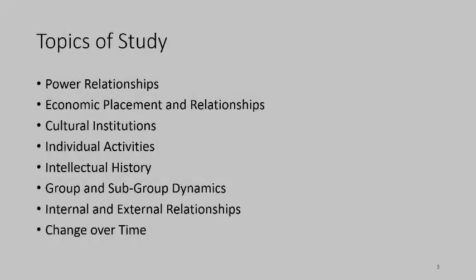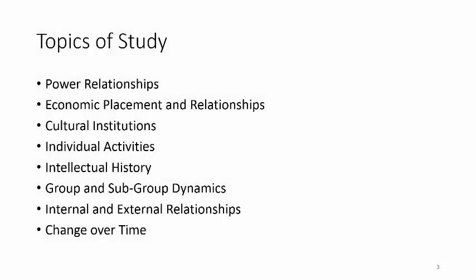What are some of the topics that you might study in either local or community history? Things to look at. These include power relationships. You can ask many questions of power relationships. Economic placement and relationships. Cultural institutions, including religious institutions. You can look at physical activities, intellectual history of a community, group and subgroup dynamics. You can look at the relationships between the identified community and other communities, internal and external. You can treat it like diplomacy.